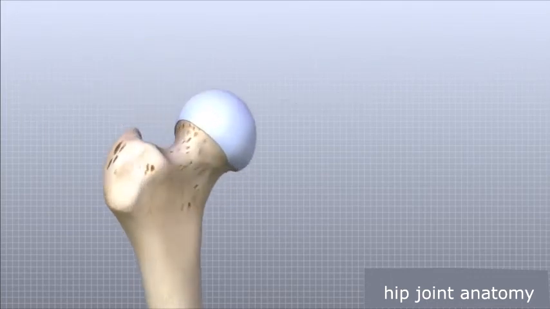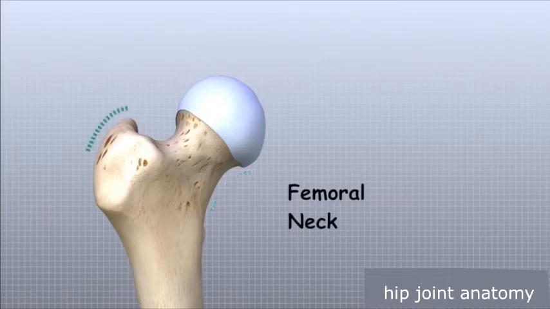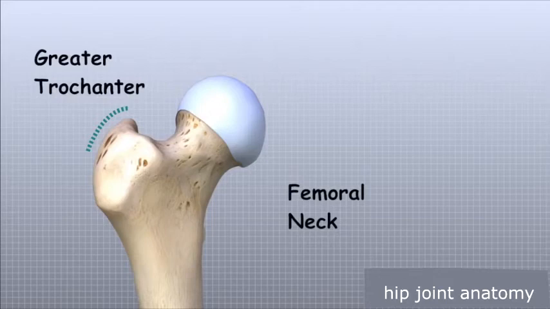The femoral head is attached to the rest of the bone by a small piece of bone called the femoral neck. Next to the femoral head is a large bump. This bump is called the greater trochanter and you can feel it to the side of your hip. Large and important muscles connect to the greater trochanter.